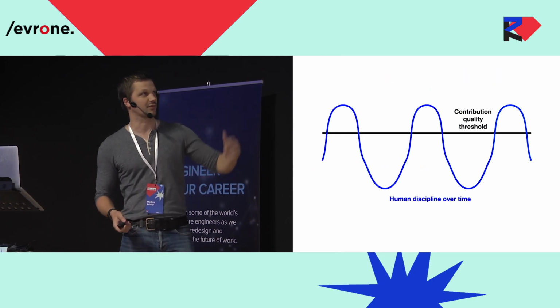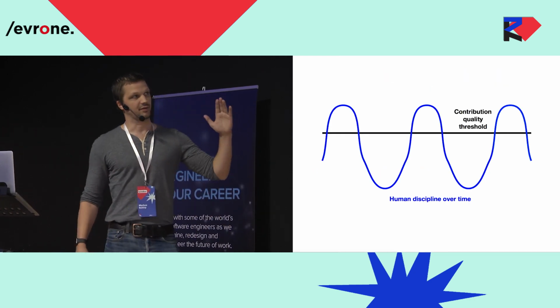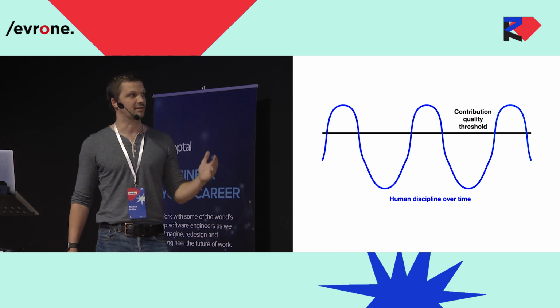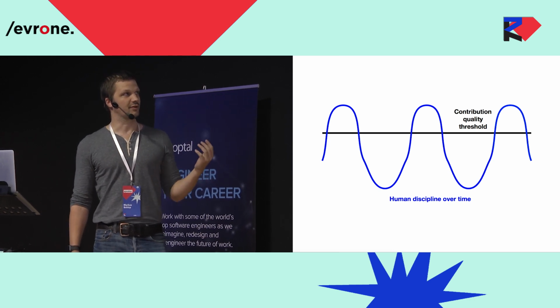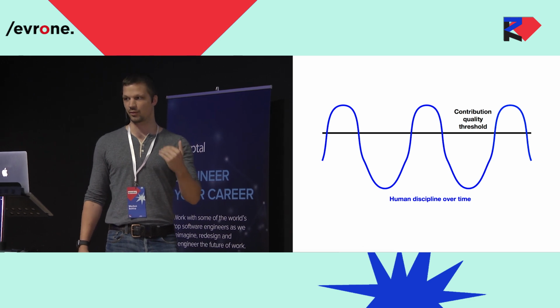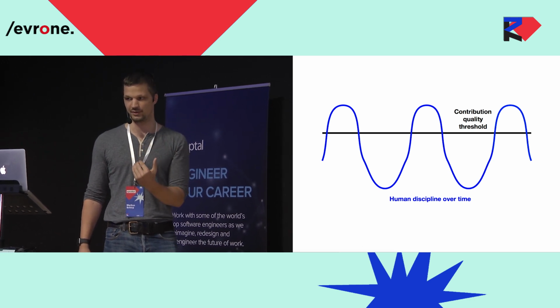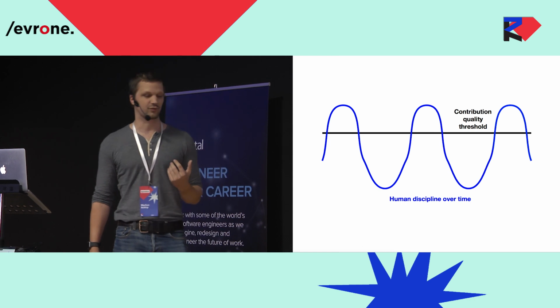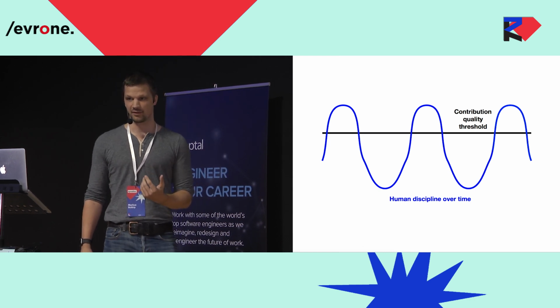So this is a graph of what happens. It's not a scientific graph, it doesn't even have axes, but it describes how humans are not capable of maintaining a high quality threshold on their contribution. And we must seek out tools and strategies and processes that help us.